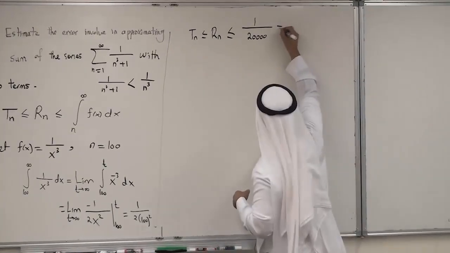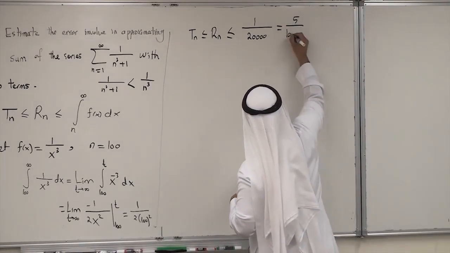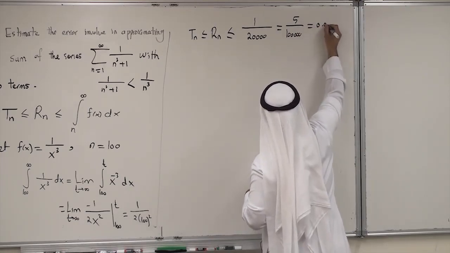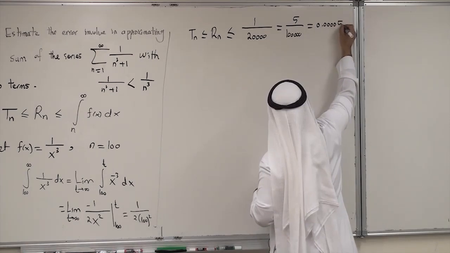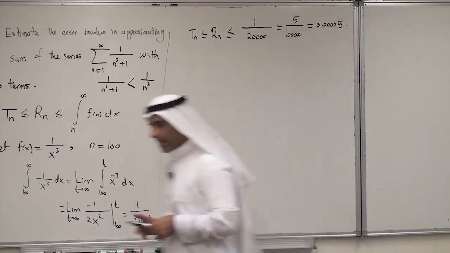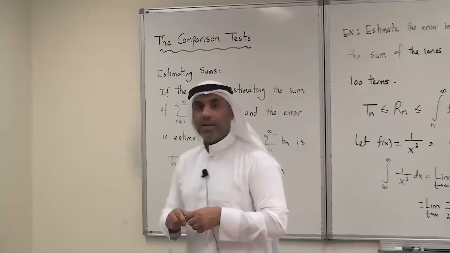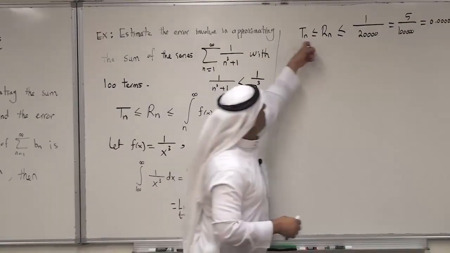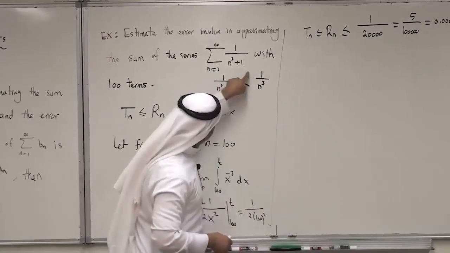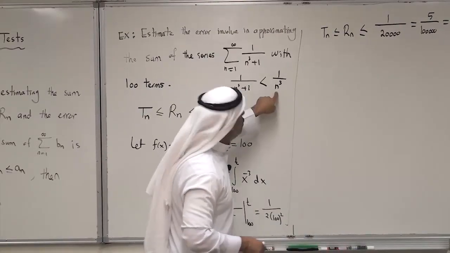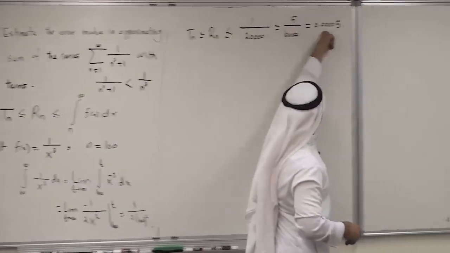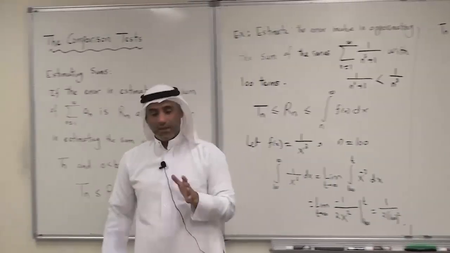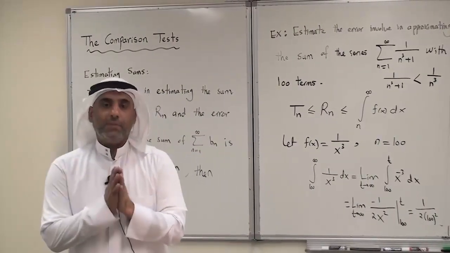If you multiply by 5, this is 5 over 100,000, something like this. So it is 0.00005. So our error involved in adding the first 100 terms in the series given, which is 1 over n cubed plus 1, will be less than or equal to the error involved in adding the first 100 terms of 4 over n cubed, and both of them less than or equal to 0.0005. So this is basically what we have for comparison test and limit comparison test.